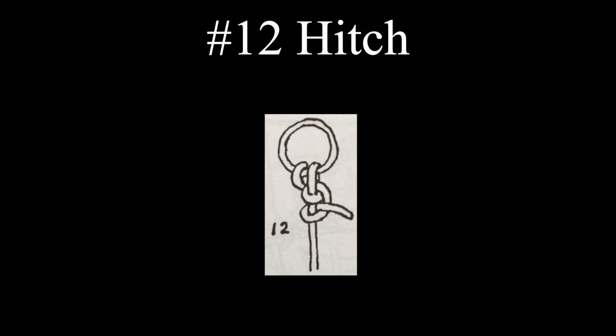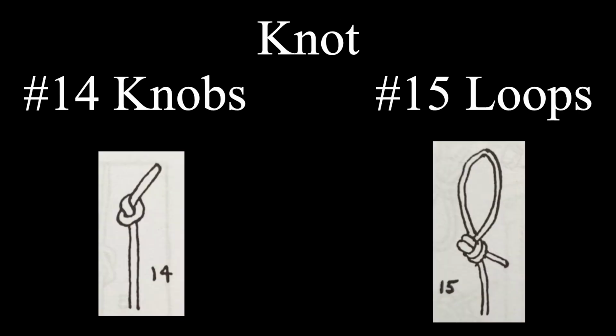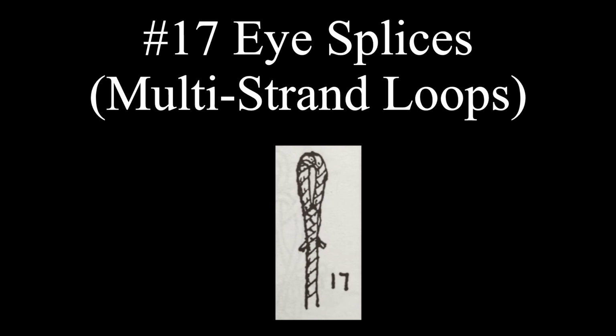A hitch makes a rope fast to another object, or we could say it makes a rope secure to another object, or it fastens it firmly to it. A bend joins 2 rope ends together. A knot applies to knobs and loops, and anything not included in the other 3 categories, such as fancy and trick knots. Long and short splices join 2 rope ends together by using multiple strands of the rope ends, and are considered multi-strand bends. Eye splices use multiple strands to make a loop and are considered multi-strand loops.